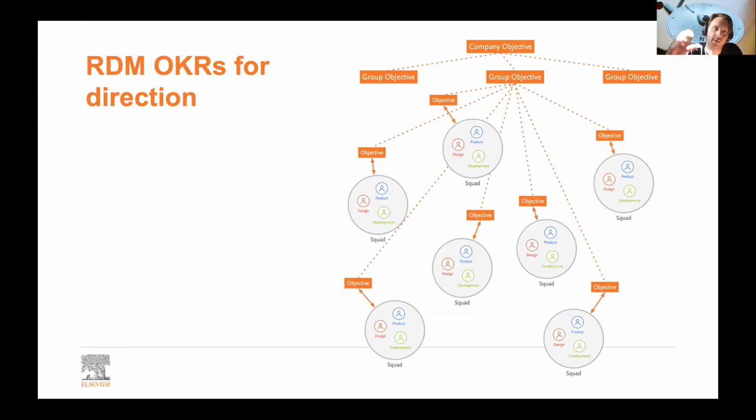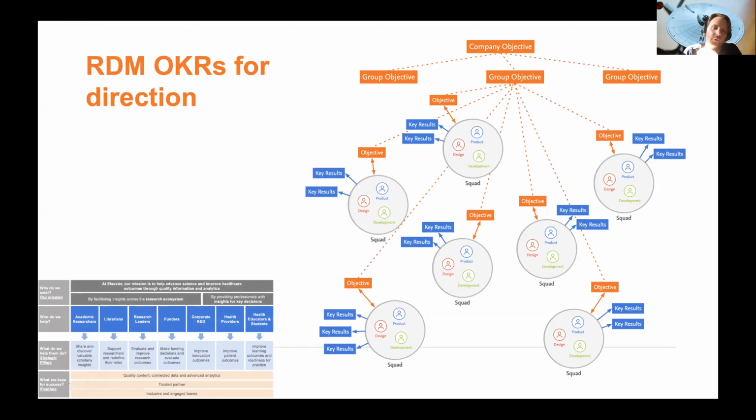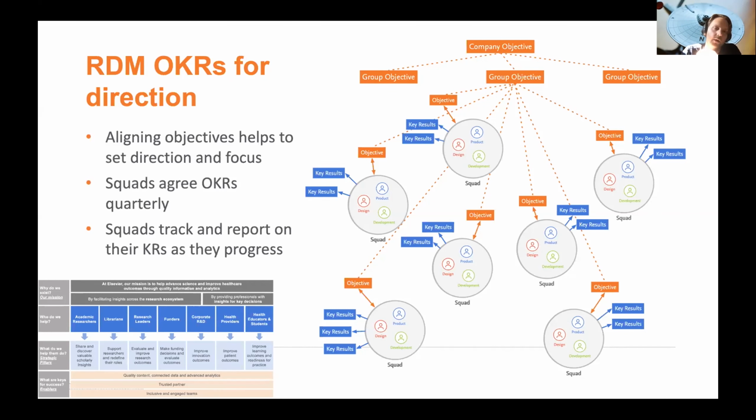We all know the release notes and the long monthly MORs on what we have been doing, but I would really like to see what change did this make. So company objective, group objective, objective per squad, and then you have your key results per squad. OKRs help us align the objectives. Squads actually agree and commit to work instead of just pushing work into squads, which is the wrong thing to do. And squads track and report on their OKRs as they progress.